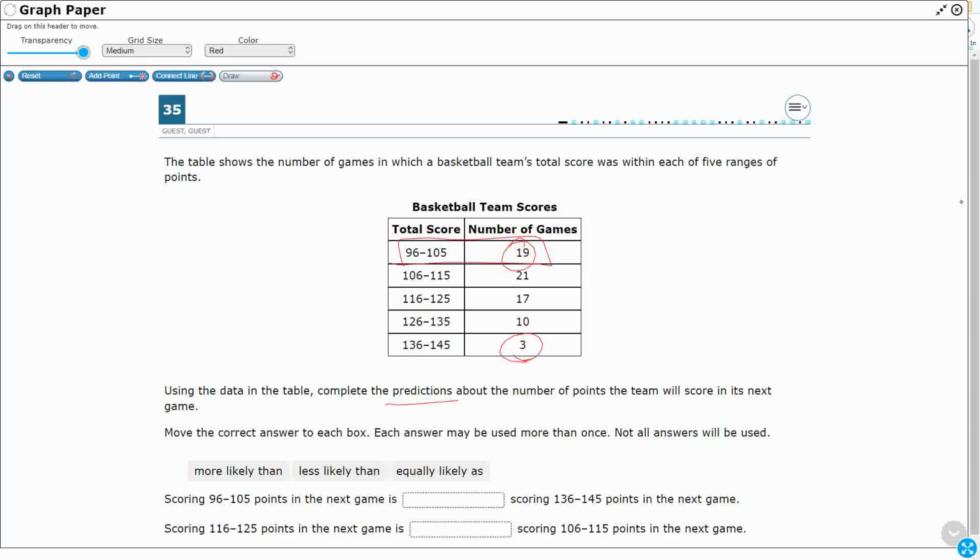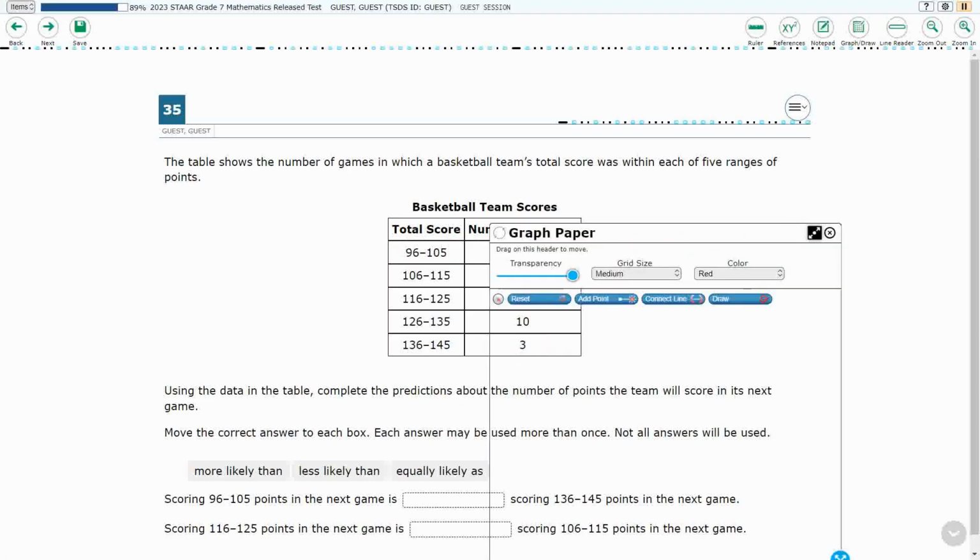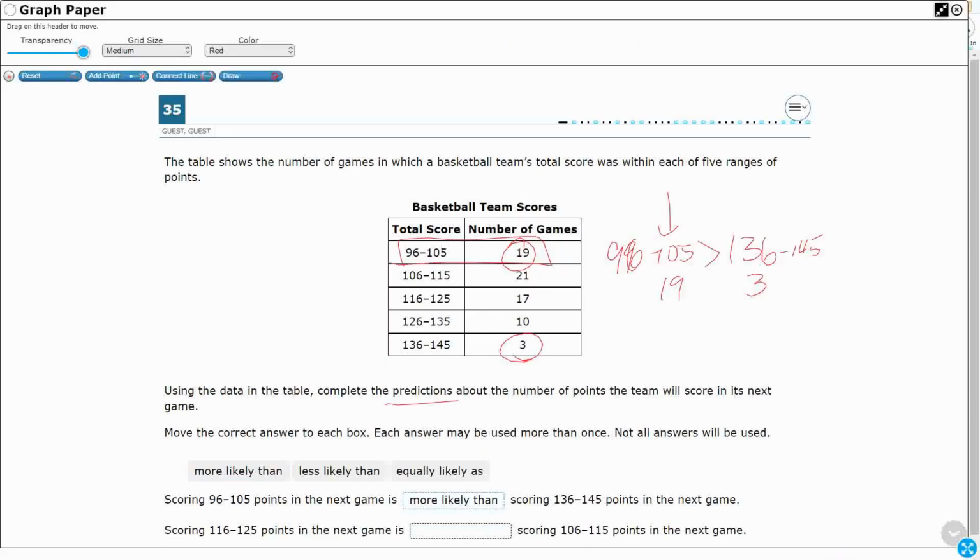So just looking at these data, you can say 96 to 105 is greater than the 136 to 145, because that's your 19 to 3. So based on that data, it is definitely more likely, since this is much greater, over 6 times greater, that they're going to score that than the 136 to 145. That's the smallest. Then let's look at the second one. I've got my 116 to 125. So I've got my 17 right there.